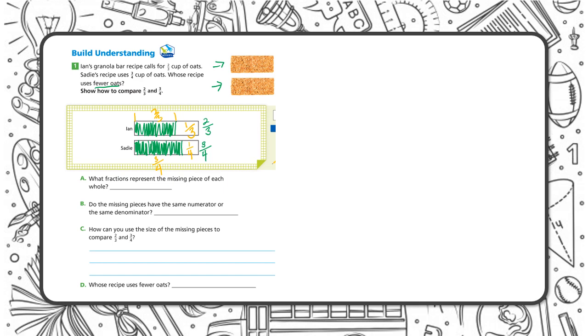Now, instead of looking at how much they're using, let's look at what's missing to make a whole. So the fractions that represent the missing piece of the whole is 1/3 and 1/4. Do the missing pieces have the same numerator or the same denominator? Well, they each have a 1 in the numerator, so they have the same numerator.